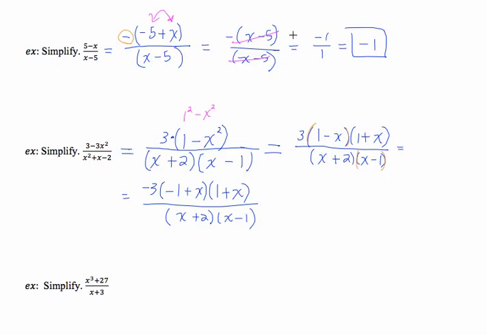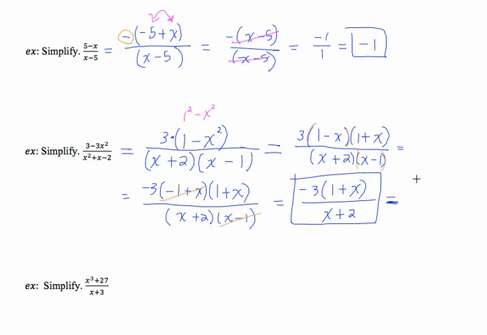You don't actually have to rewrite it like we did up here. You can, at this point, just cancel those. So we're left with negative 3 times (1 plus x) over (x plus 2). You can either leave your answer like that because it said simplify, it did not say factor, although factoring is a part of simplifying. Or if you felt like it, you could redistribute that negative 3 in the numerator to get (negative 3 minus 3x) over (x plus 2).